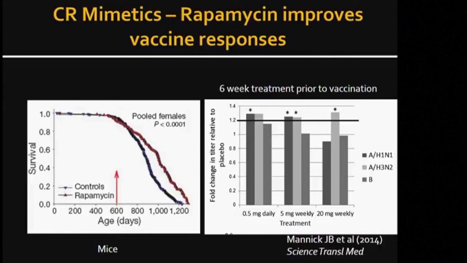And this works by hitting the mTOR pathway, which is also an aging pathway. Probably, again, not going to catch on. There are lots of side effects, as you can imagine, but they are now working on rapalogs, so analogues of rapamycin that won't have the side effects.